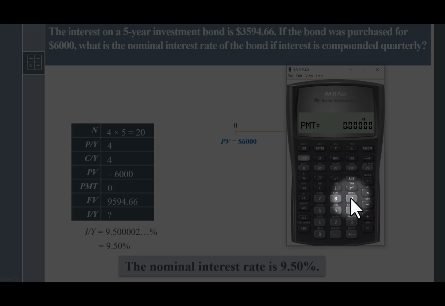and the future value is 9,594.66. We're going to store that in the future value. We entered everything. What's left for us to do? CPT, interest rate, which is 9.5.